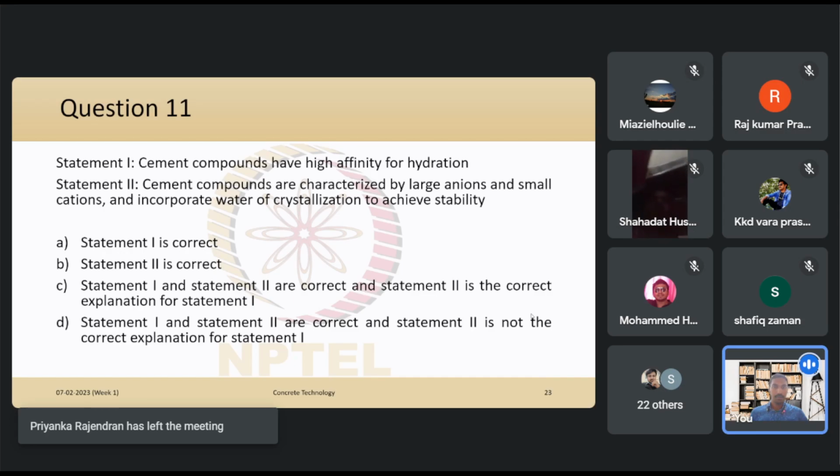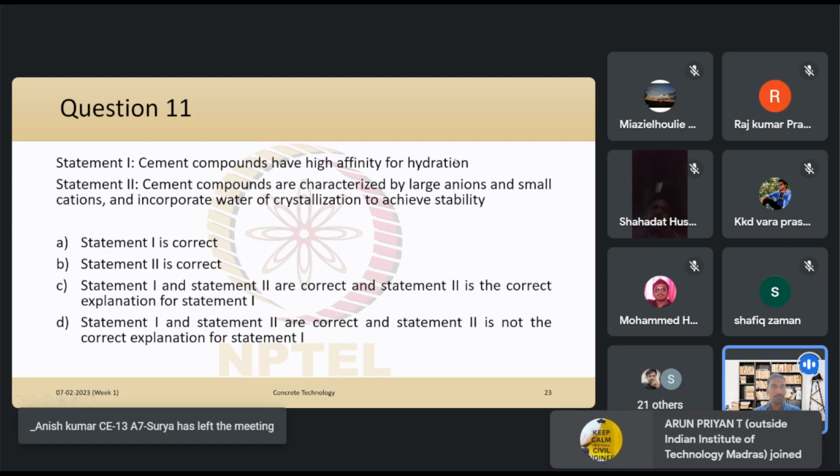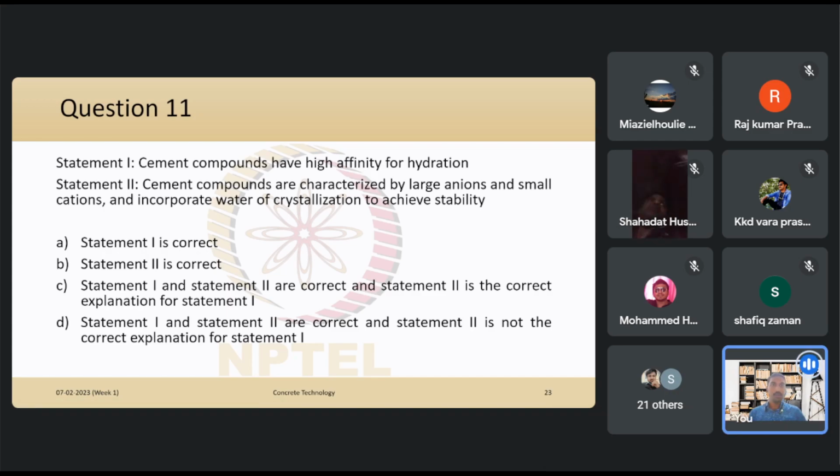Okay, so I think we can now look at the answer. Before that, let's see each of these statements individually and find out whether they are correct or not. Statement one says that cement compounds have high affinity for hydration. We know that this is true: cement compounds do react with water, which is the hydration process, and form the products of hydration. We saw the heat of hydration, that during the hydration process heat is evolved, and based on the level of heat of hydration, the reactivity changes, but still all of these compounds have high affinity for hydration. So statement one is true.